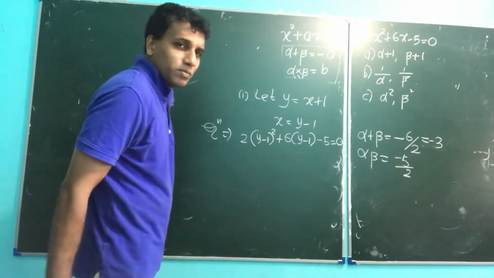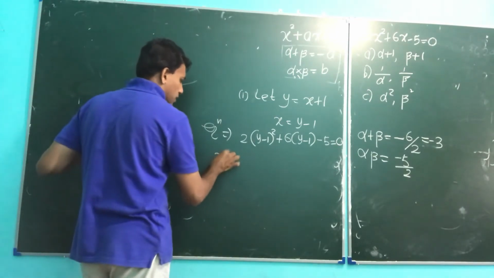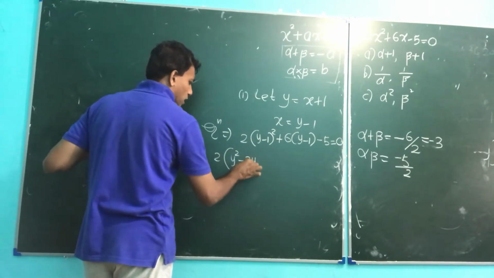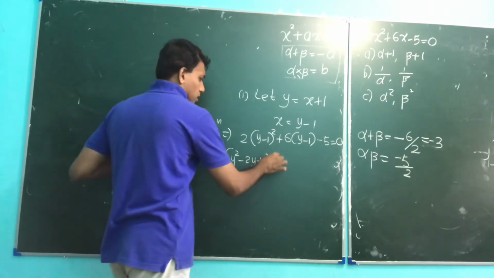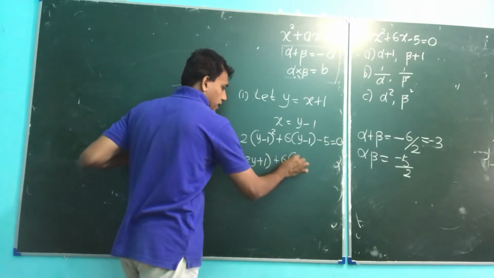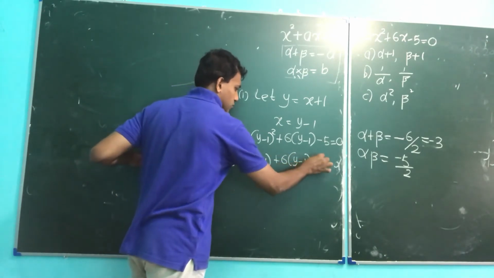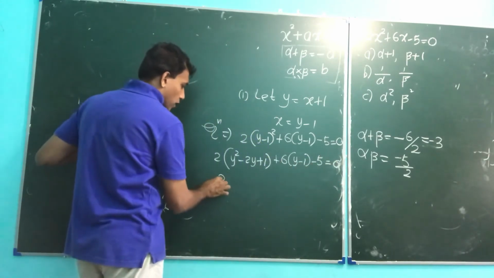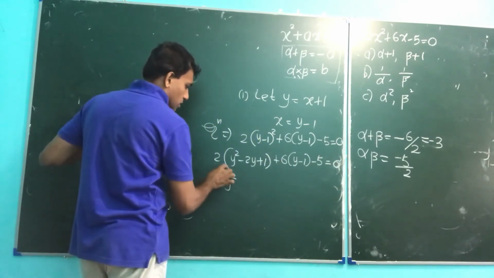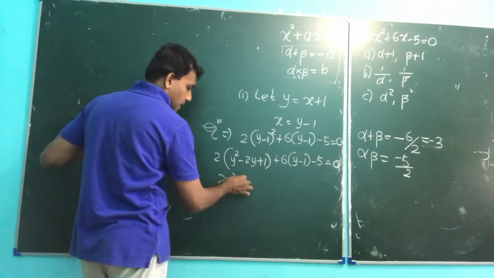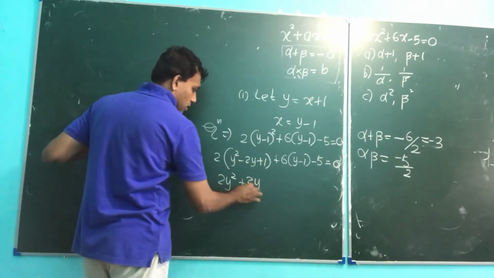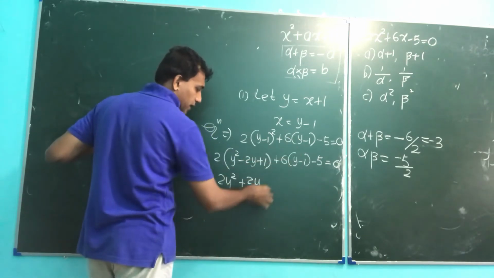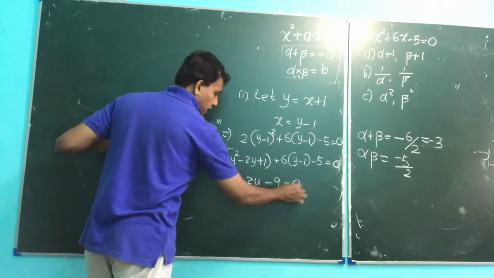Now we can give a particular format to remove the brackets: y square minus 2y plus 1. Here 6 into y minus 1 minus 5 equal to 0. Otherwise 2y square minus 4 plus 6 plus 2y. Here minus 11 minus 9. Check, will you? That's the equation.